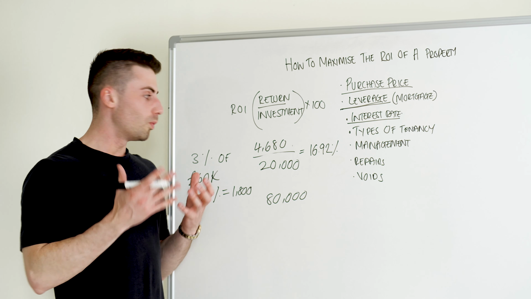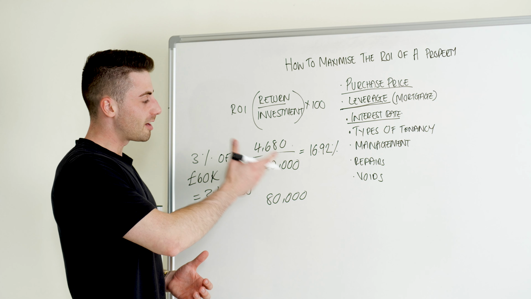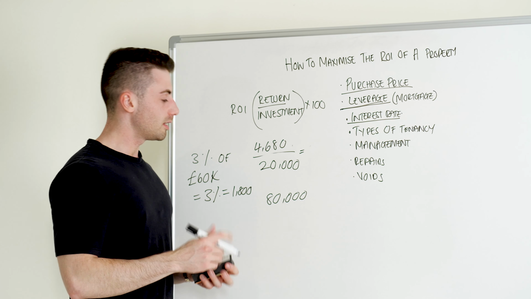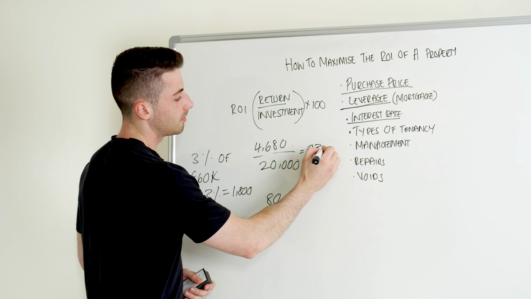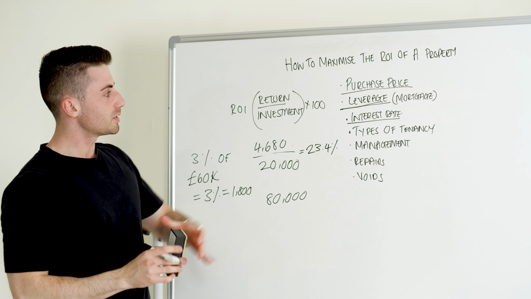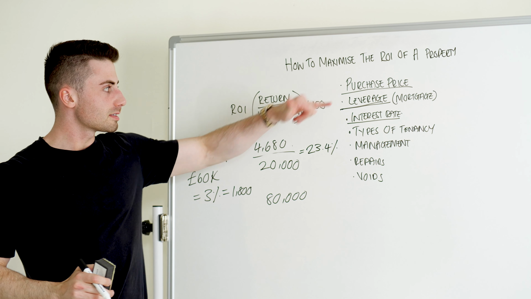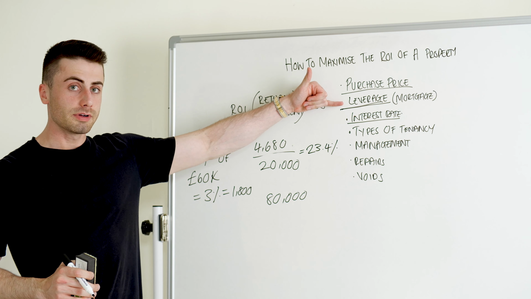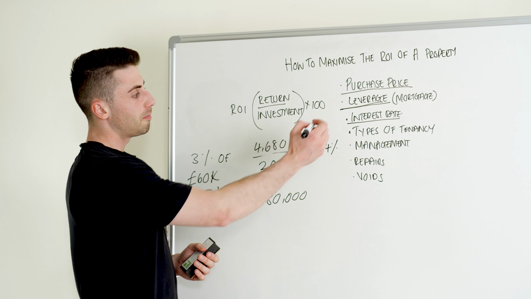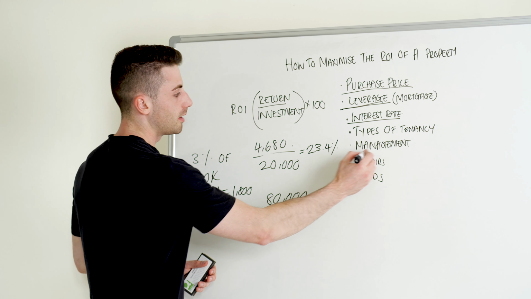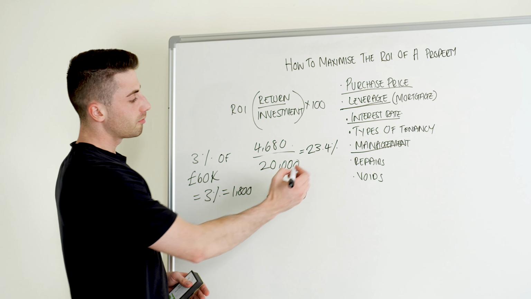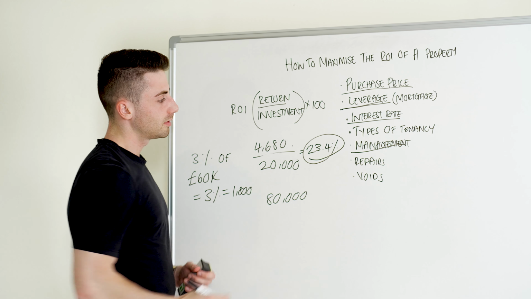£4,680. So once we plug these numbers back into the calculation, the return on investment goes up to 23.4%. So you can see just by lowering the purchase price, taking into account leverage and using good debt to the best of our ability, bearing in mind interest rate, bearing in mind management, and then also bearing in mind other things, we can really begin to move and play around with this return.